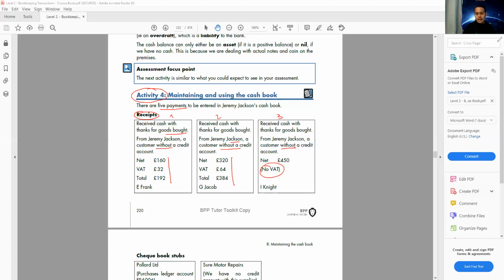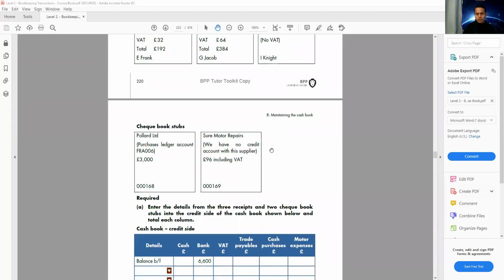All right, so these three are done. We have two more transactions. Let's have a look. There are two more payments. The next payment we have here, I paid by check. So this one is a purchase ledger account. That means this is a credit account. Purchase ledger is a credit purchase, credit supplier. So this one is a credit account, 3,000. I don't have to worry about the VAT, no VAT, because it's a credit purchase.